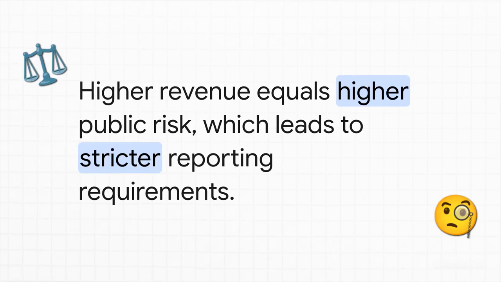This really gets to the core of how regulators think. From their perspective, as an organization's revenue grows, so does its impact on the public. So higher revenue is seen as a higher public risk, and that's what triggers stricter reporting requirements. It's all about safeguarding donor interests.